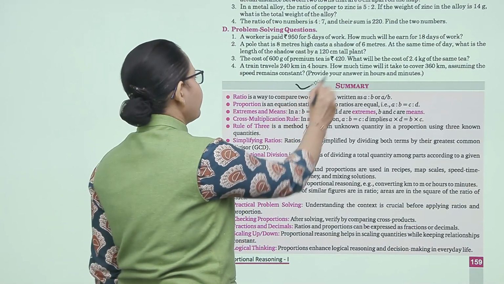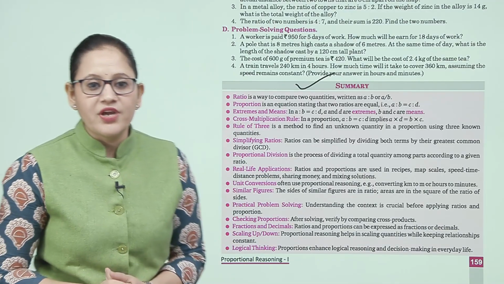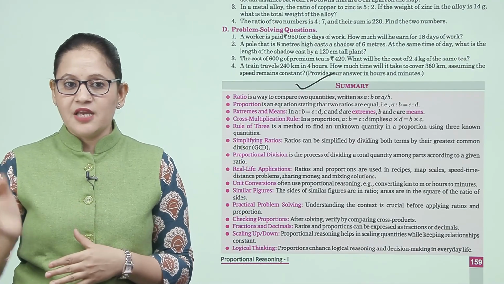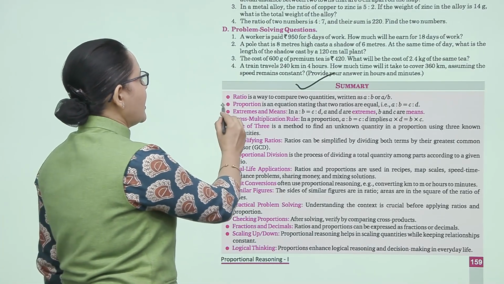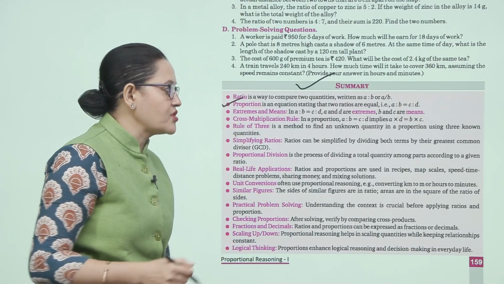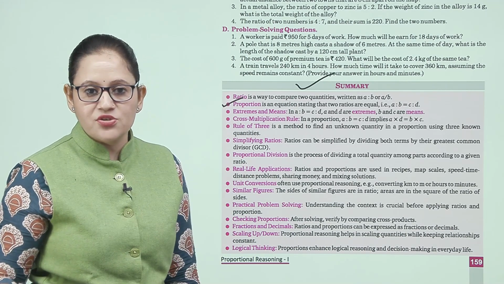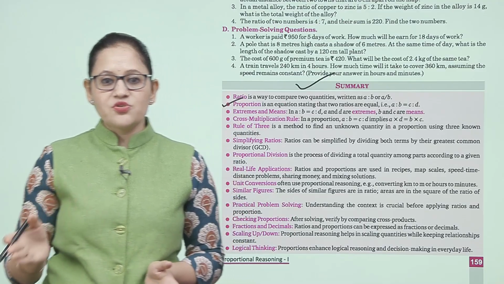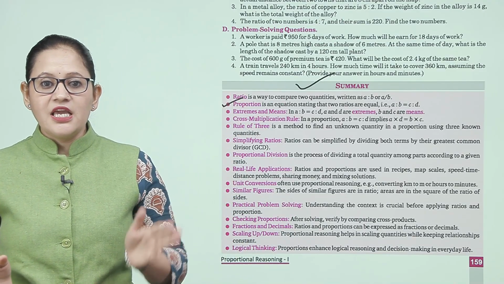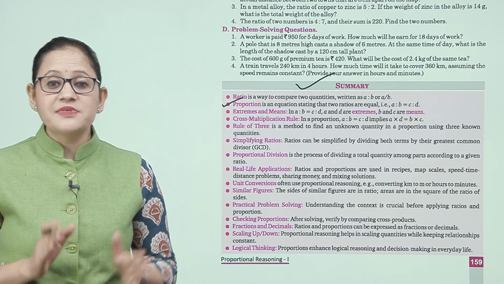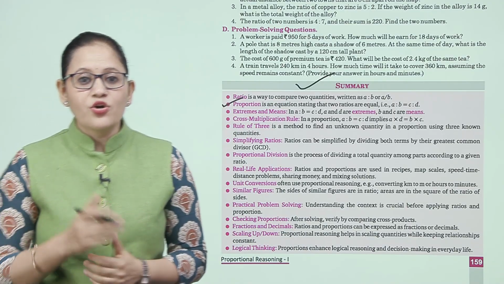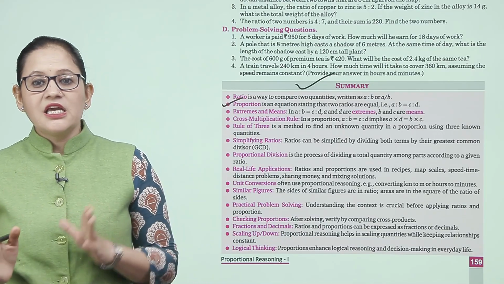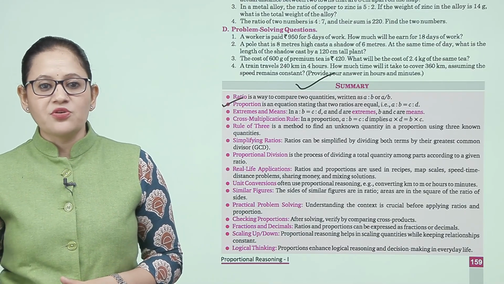Next is the summary. Ratio is a way to compare quantities, written as A:B. We can write it as A upon B. Proportion is an equation stating that two ratios are equal, A:B equals C:D. Extremes and means: in A:B equals C:D, A and D are extremes and B and C are mean terms. Cross multiplication rule: the proportion A:B equals C:D implies that A into D equals B into C.